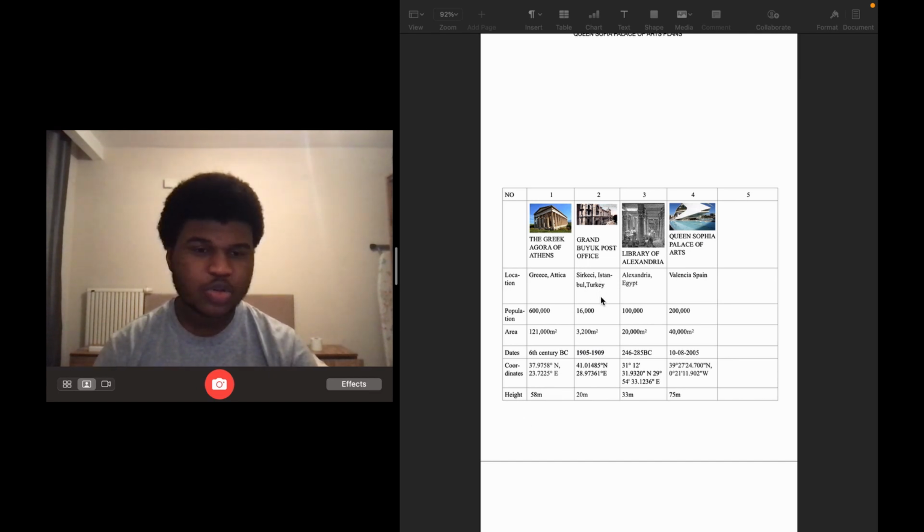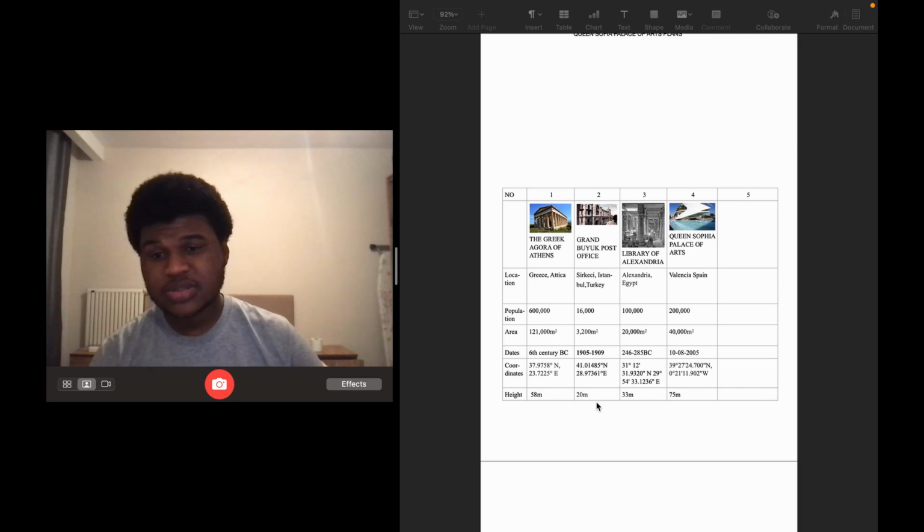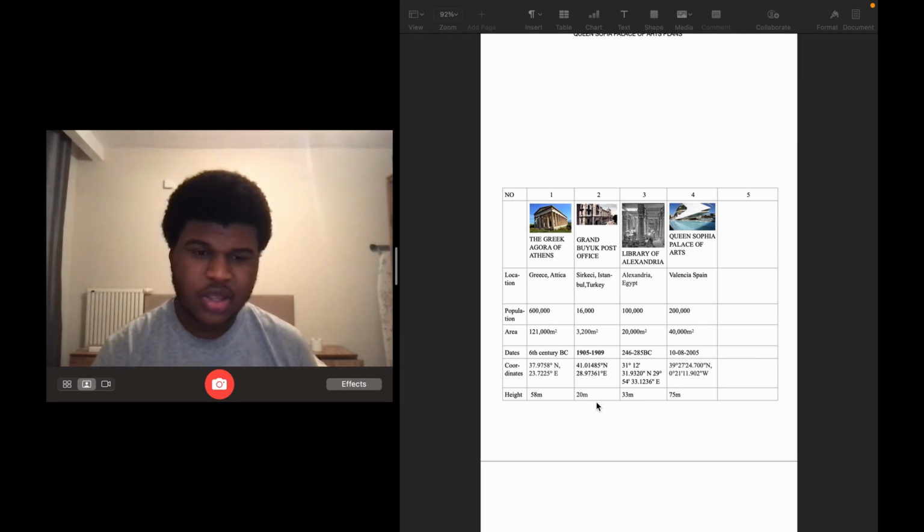Then we have the Grand Büyük Post Office, which is located in Sirkeci, Istanbul, Turkey. The population, it can accommodate 16,000 people. The area is 3,200 square meters. It was constructed in 1905 to 1909. The construction started in 1905 and it ended in 1909. The coordinates are 41 degrees north and 28.9 degrees east.